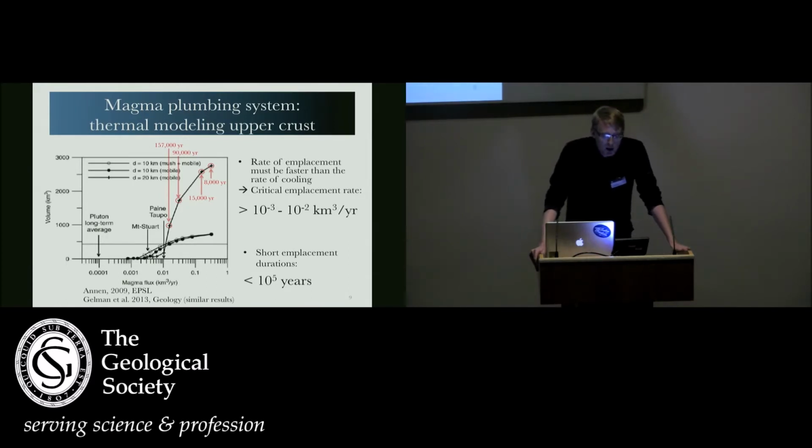The critical flux to place and maintain a magma body is between 10 to the minus 3 and 10 to the minus 2 cubic kilometers per year, which is really fast. And you also have to place it in a short time scale, less than hundreds of thousands of years.